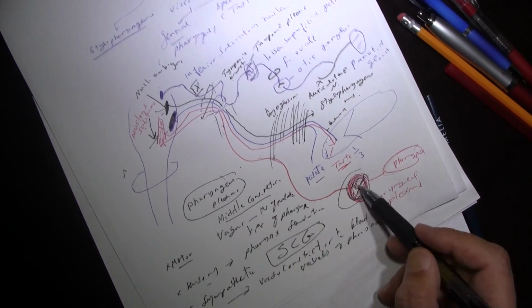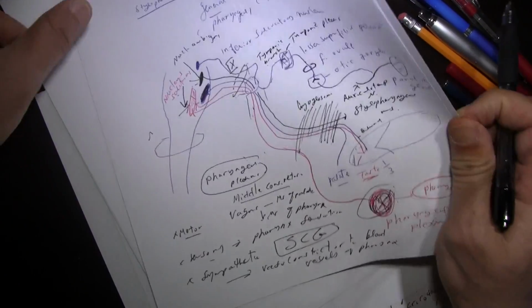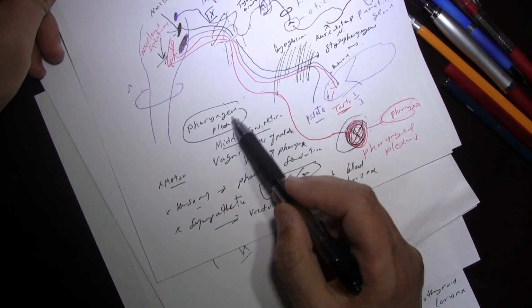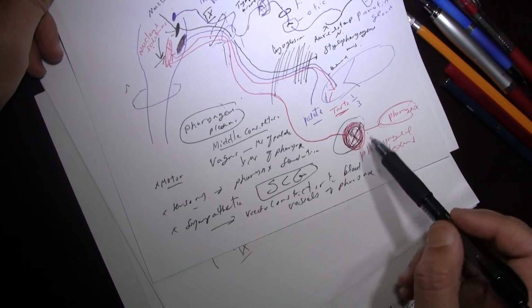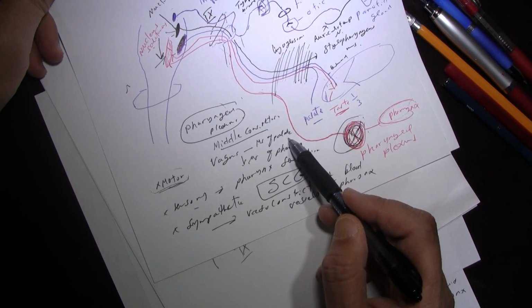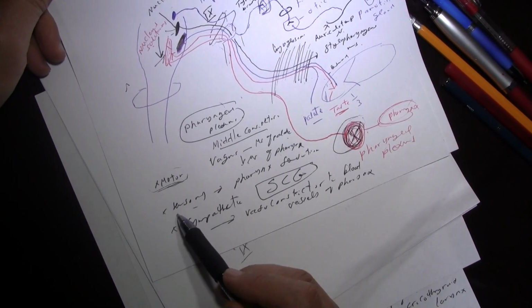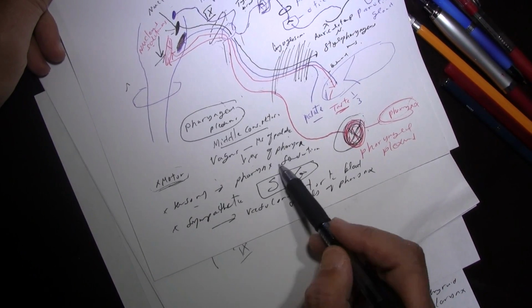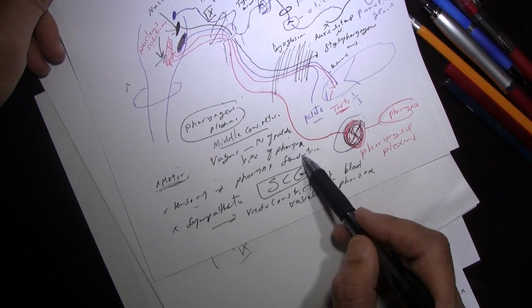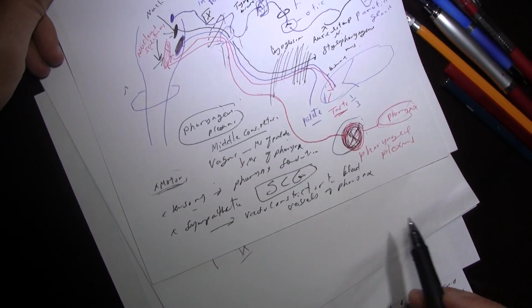So the pharyngeal plexus is a plexus of nerves located on the lateral surface of the middle constrictor of the pharynx, and it has three roots. A motor root from the vagus supplies the muscles of the palate and the muscles of the pharynx, except tensor palatini and stylopharyngeus. It has a sensory root, which receives sensation from the pharynx, and a sympathetic root, which supplies blood vessels of the pharynx, vasoconstrictor.